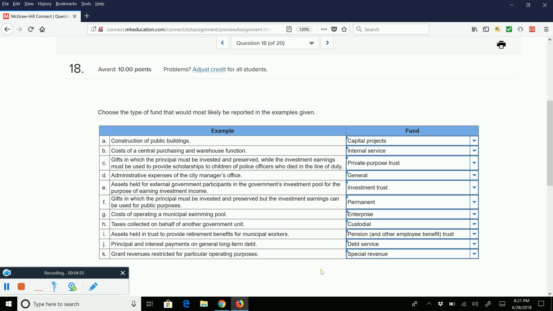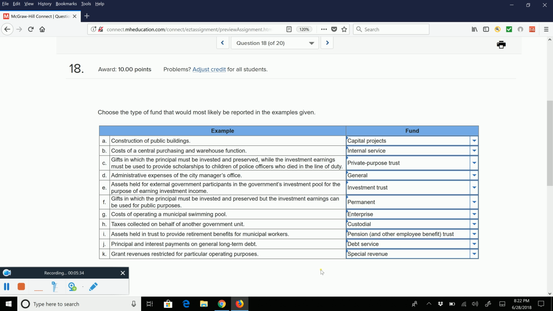Letter C, gifts in which the principal must be invested and preserved, while the investment earnings must be used to provide scholarships to children of police officers who died in the line of duty. Now, when you read this, I would imagine most people would think this is a very nice thing to do. However, I hate to sound cold, this is not a use of taxpayer money. So if the city wants to do this, they need to do it in a private purpose trust fund, which really is not taxpayers' money, but private money that's given to the government to manage for this purpose.